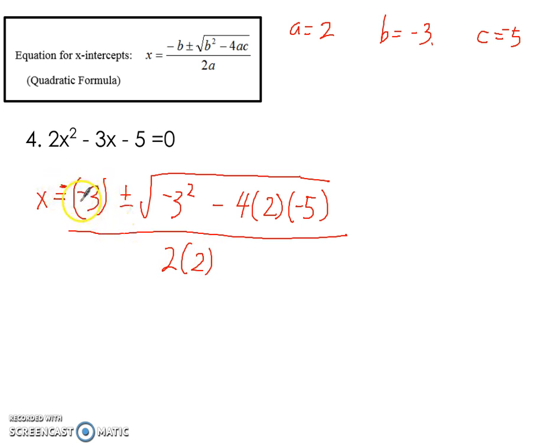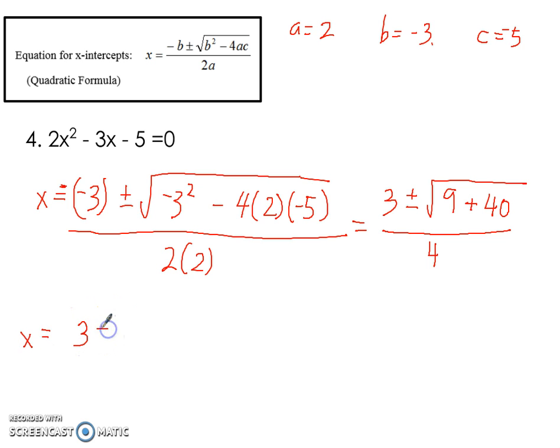All right, so the opposite of negative 3 is a positive 3, plus or minus the square root of negative 3 squared, which is 9, minus, oh, notice again, I have a negative 4 times a negative 5, right? So I know this is going to be a positive 20, times 2, so that would give me 40. And I put that all over 4. So I have x equals 3 plus or minus the square root of 49, all over 4. Now, so far, these have worked out really nicely, right? They're all perfect squares, so we were just able to take the square root of the perfect square. So that's great. They might not always be as nice.